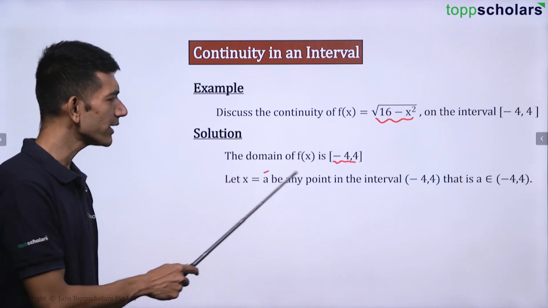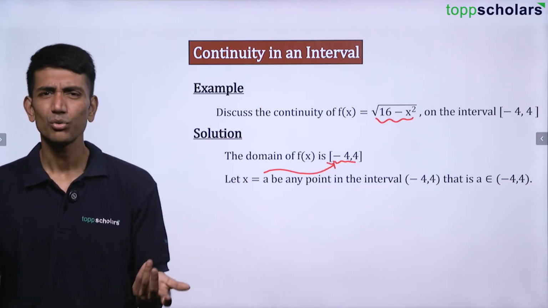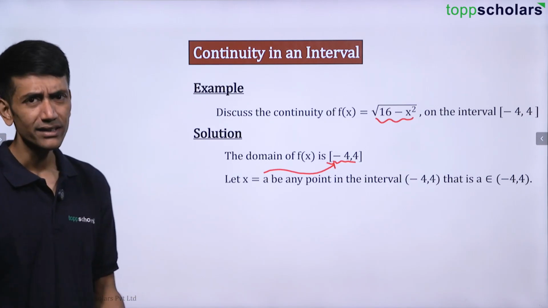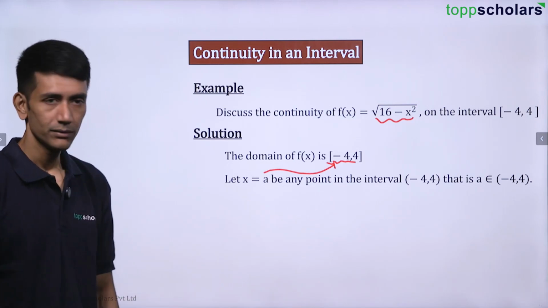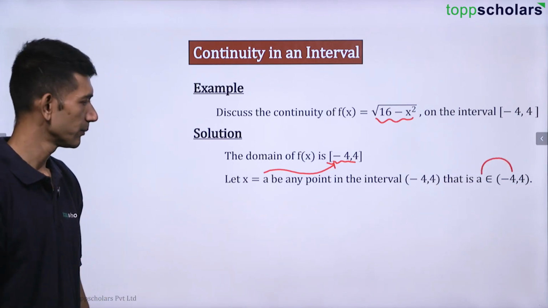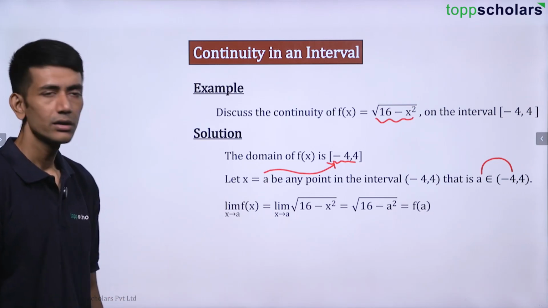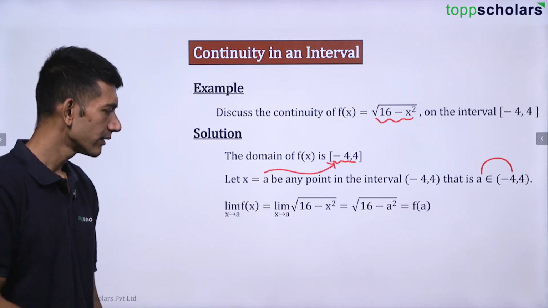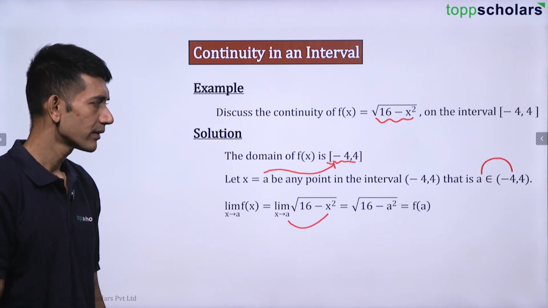So x is any point in this domain. x is any point. It can be minus 3, minus 2, minus 1, 0, 1, 2, 3. It can be 1.5, 2.5, minus 1.5, anything. Doesn't matter because x is any real number in the open interval, right? So this a belongs to the open interval, minus 4 to 4. So if I check the continuity and find out the value of the function at a, that is limit x tends to a, can I say instead of x I can put a, that becomes 16 minus a square.